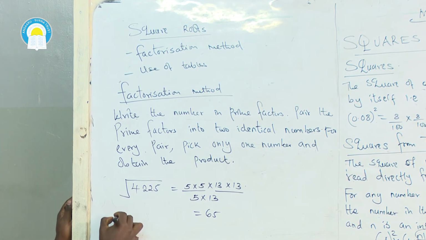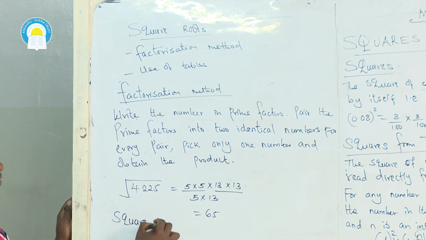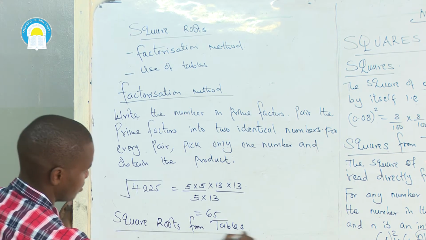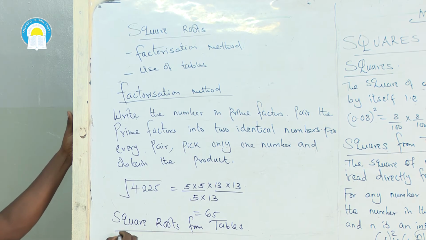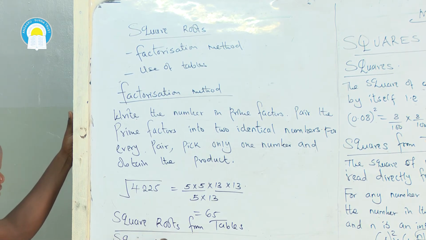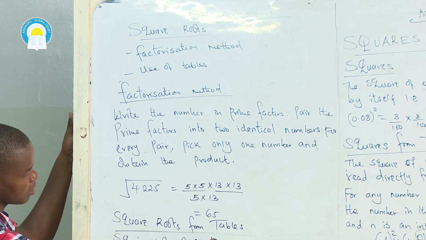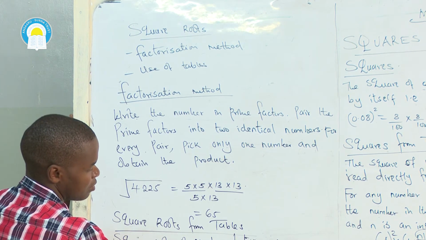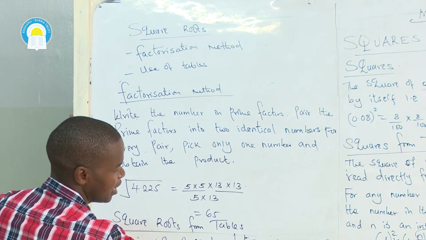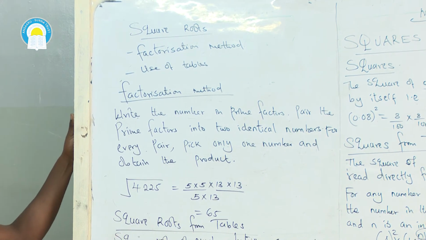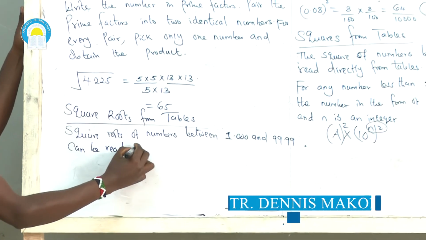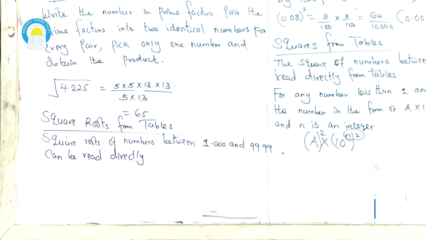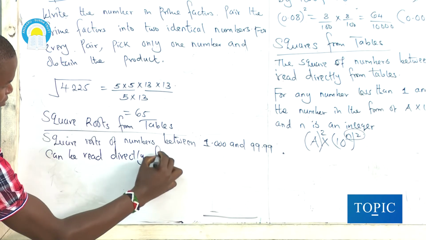Next is square roots from tables, whereby we have said square roots of numbers between 1.00 and 99.99 can be read directly from tables. Square roots of numbers between 1.00 and 99.99 can be read directly from tables.